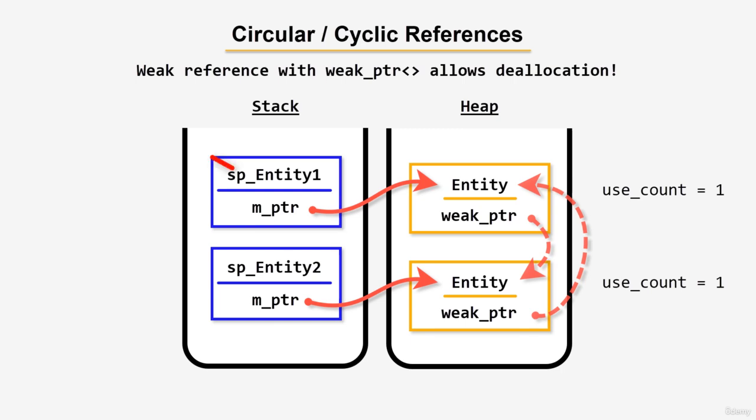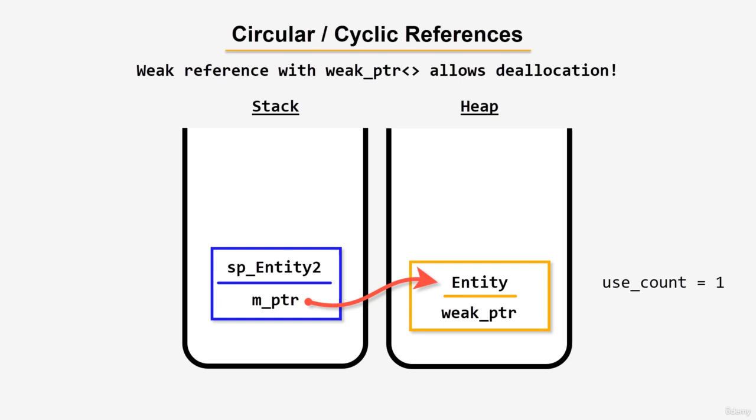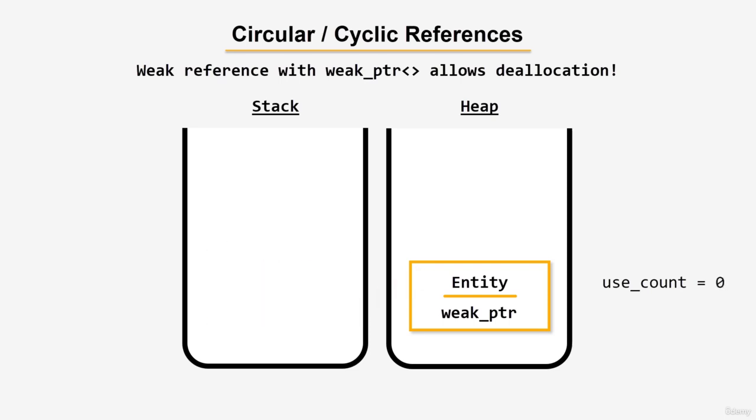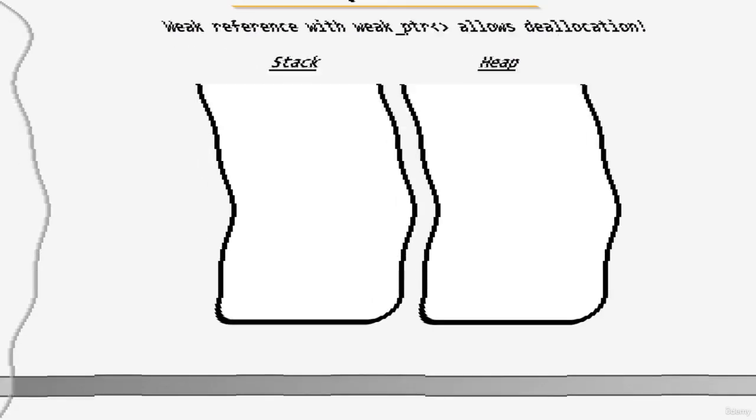So let's say shared pointer entity 1 goes out of scope again. That will decrement the use count for that top entity heap object, and because of that, that entity heap object will get deallocated properly. And the same thing for the shared pointer entity 2 on the stack. Let's say that goes out of scope. Then we decrement the reference count for that bottom heap object, and because of that the bottom heap entity will get deallocated successfully. And as we can see, we no longer have that memory leak problem.